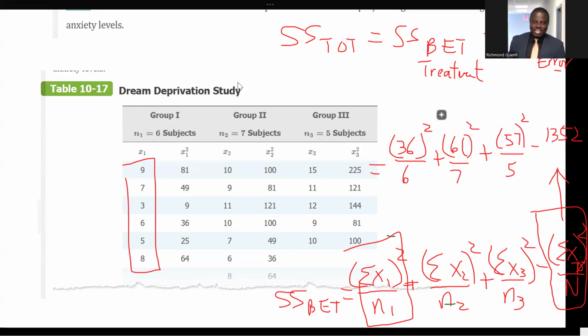Now we have to work this out. So 36 squared divided by 6. 36 squared is 1,296, divided by 6. I have 216. 61 squared divided by 7, I have 531.571, plus 57 squared divided by 5. That gives me 649.8.